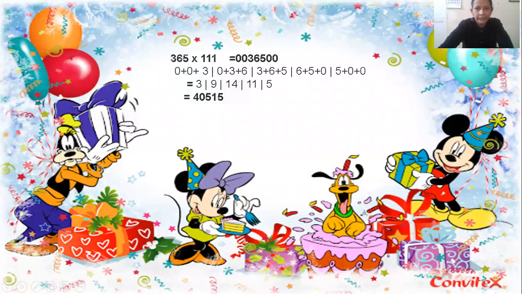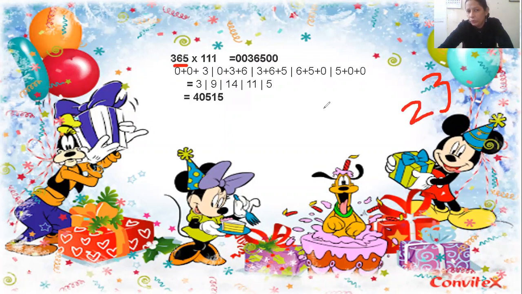Now you can see here, the next question I have taken is 365. You have to multiply this with 111. How many 1s are here? You can see 3, 1, 1 are here. So again, what will you do? 3 minus 1 is equal to 2.